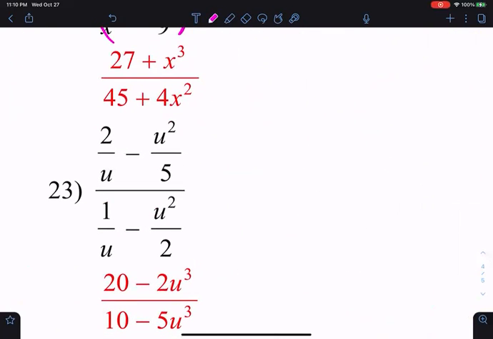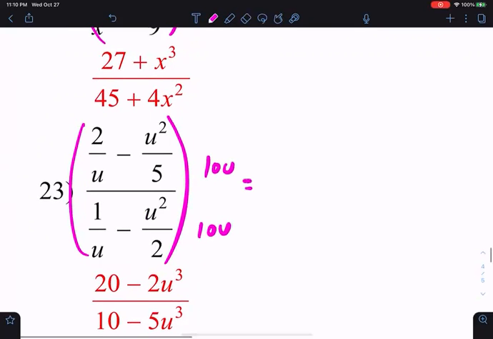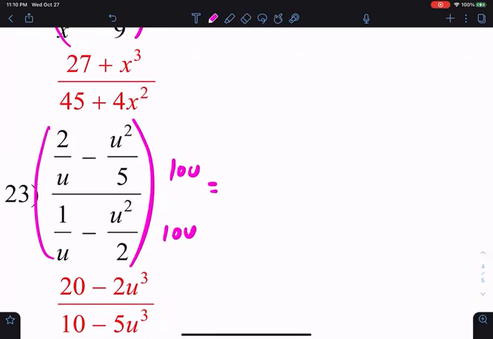Okay. Next, 23. So we need to multiply here by, well, the common denominator here will be 10u, right? So 10u here, 10u here, right? And we simplify this, right? So this is going to be 20 minus 10 divided by 2 is 2, u cubed, right? And then on the denominator, you get 10 minus 5u squared.